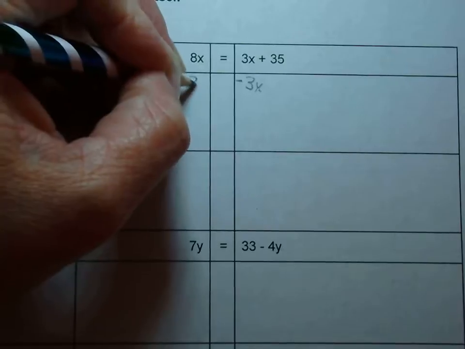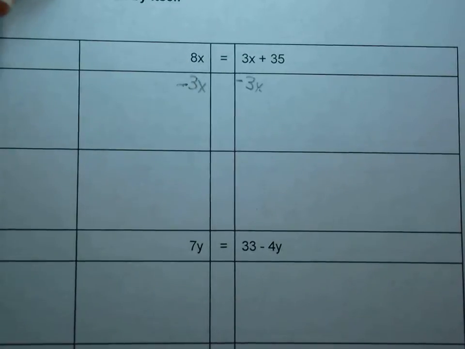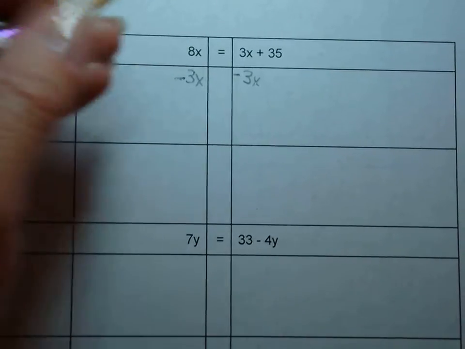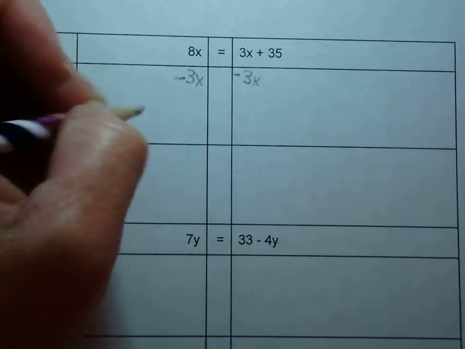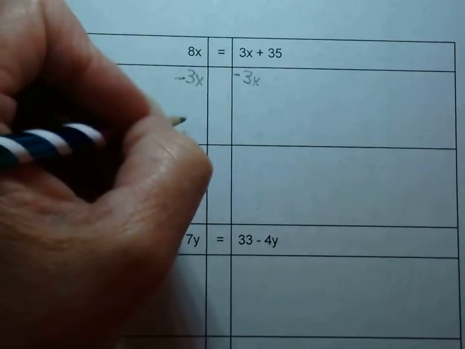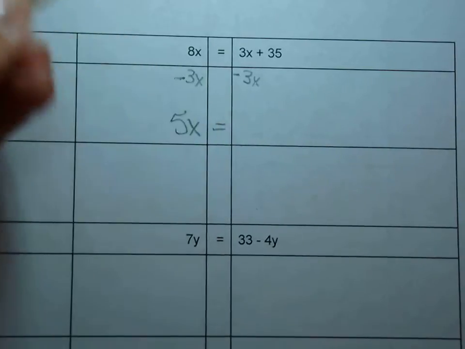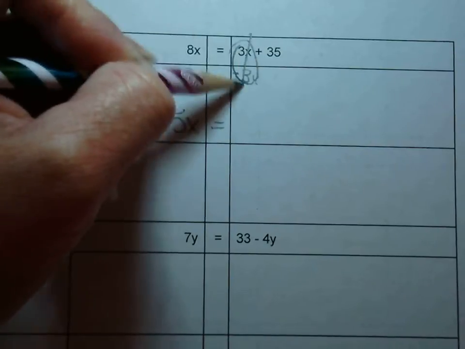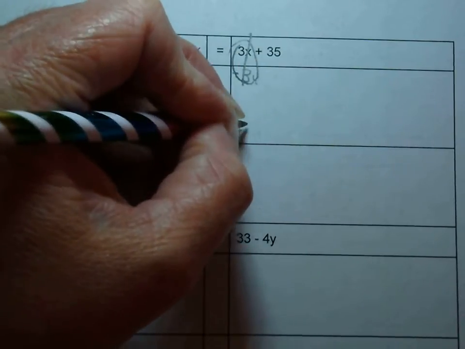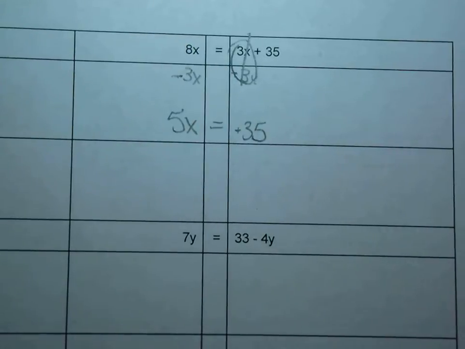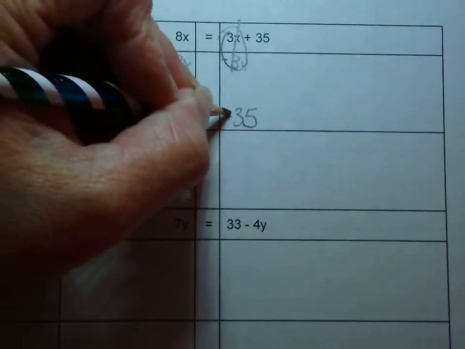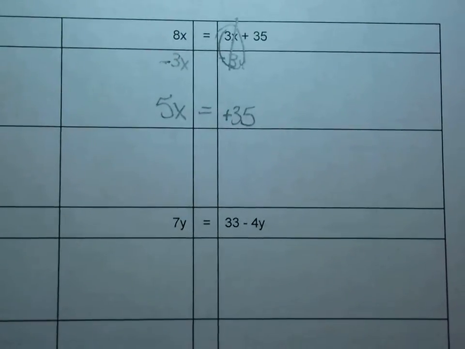And whatever I do to one side, I have to do to the other. So what does that leave me with, guys? What's 8x minus 3x? 5x is equal to, and our positive 3x minus a 3x, they cancel out, and I'm left with a positive 35. Now, we've seen stuff like this before. 5x is equal to 35. We've seen this.